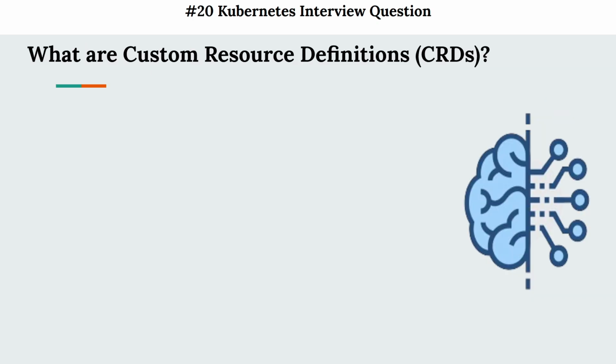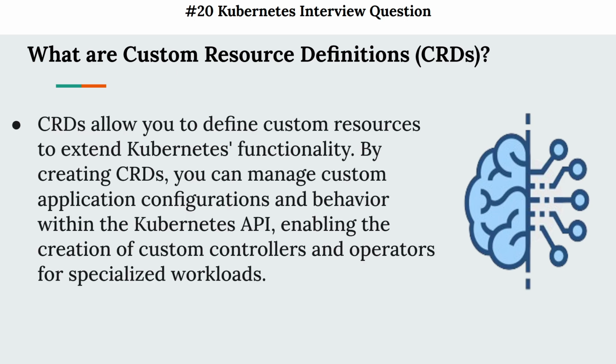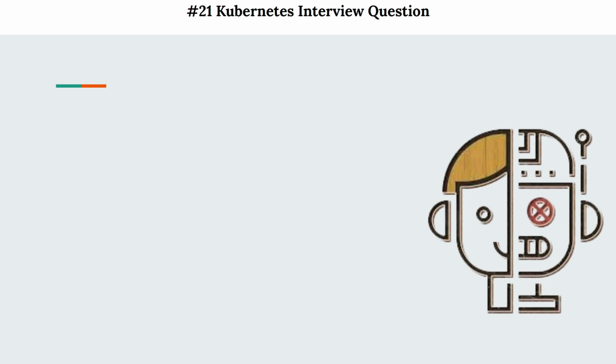What are custom resource definitions, CRDs? Let's see the answer. CRDs allow you to define custom resources to extend Kubernetes functionality. By creating CRDs, you can manage custom application configurations and behavior within the Kubernetes API, enabling the creation of custom controllers and operators for specialized workloads. Let's move to the 21st question.